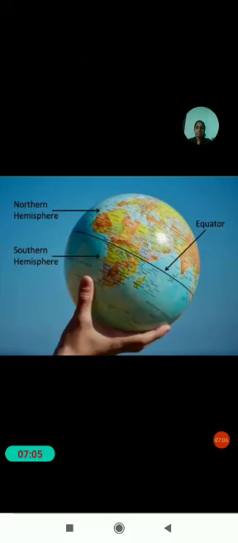Look at this picture. This is the equator. Then the two equal parts, the northern hemisphere and the southern hemisphere. The northern hemisphere is called the land hemisphere and the southern hemisphere is called the water hemisphere.